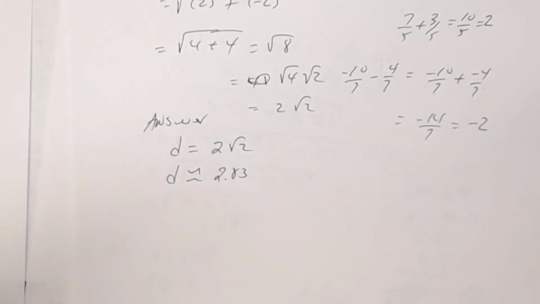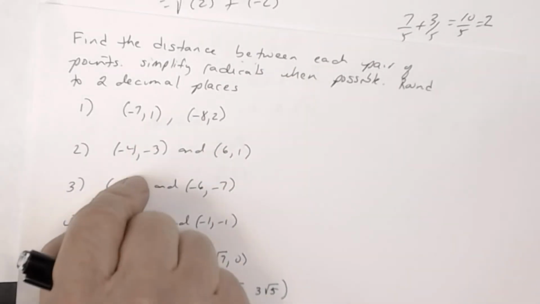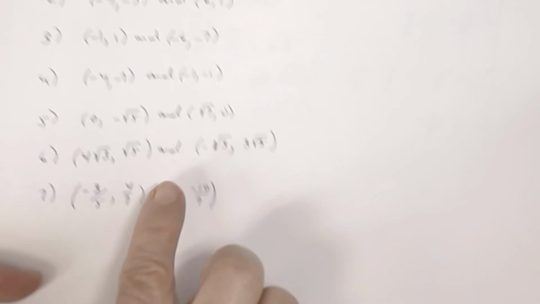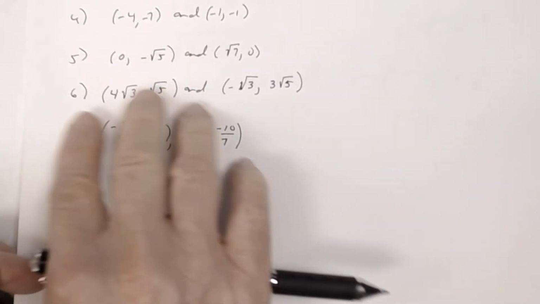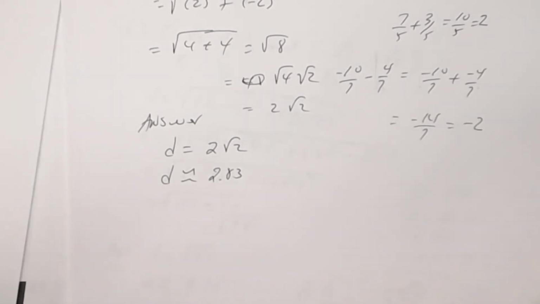Okay? All right, so that is the lesson on finding the distance between 2 points. And again, make sure you know how to simplify. Some of you may need to go back and review those square roots right here. So make sure you go back and do that if you need to. All right, so that takes care of this lesson.